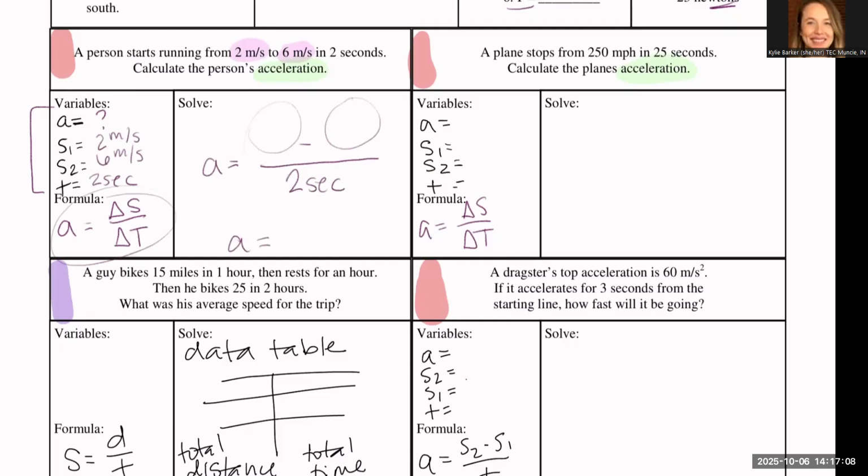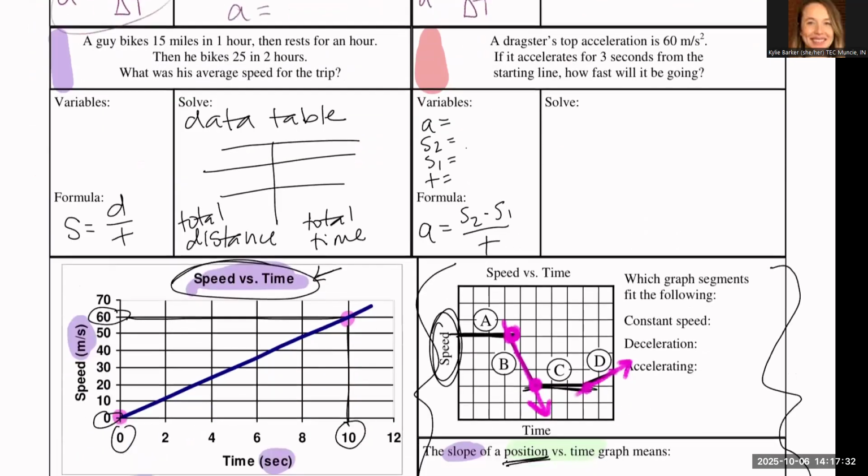And then really the same exact thing over here. This one's a little tricky because it's got the word stops. So you've got to decide, is this or this the beginning or the ending speed? Fill them in here. Solve for the equation. Okay, so take as much time as you need. Like I said, pause, come back to that if you need to.